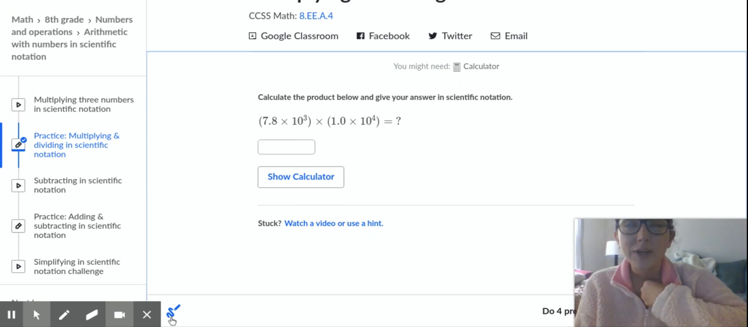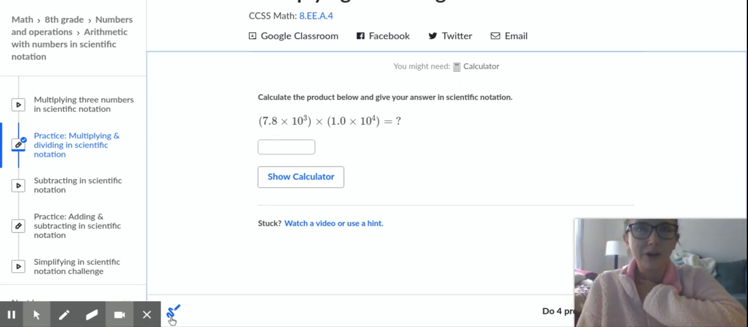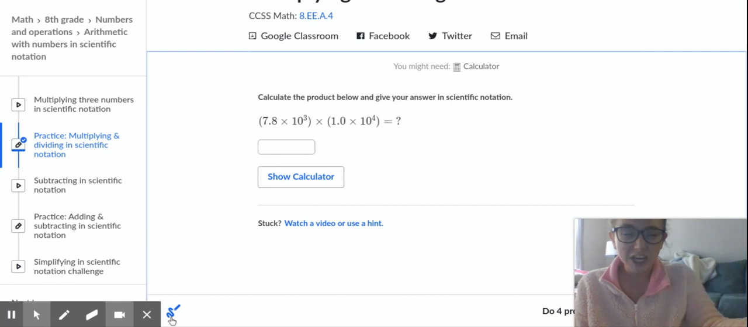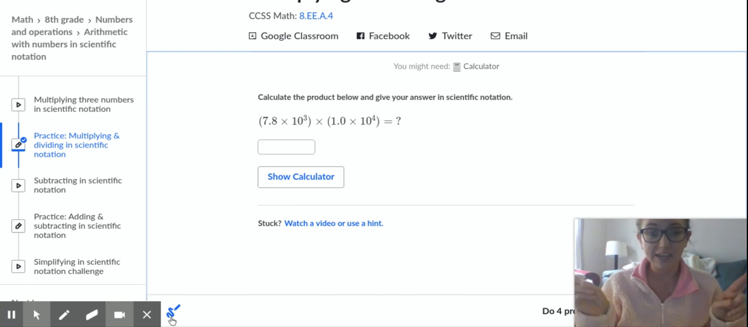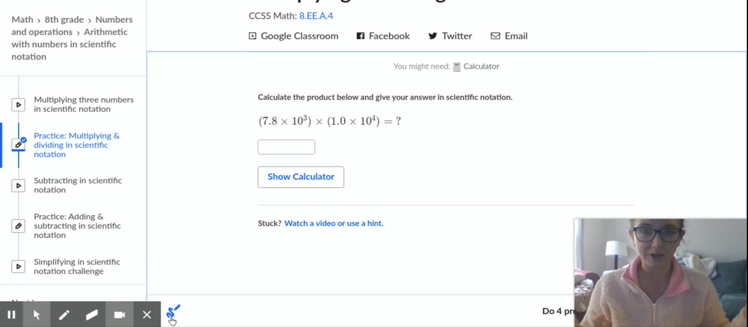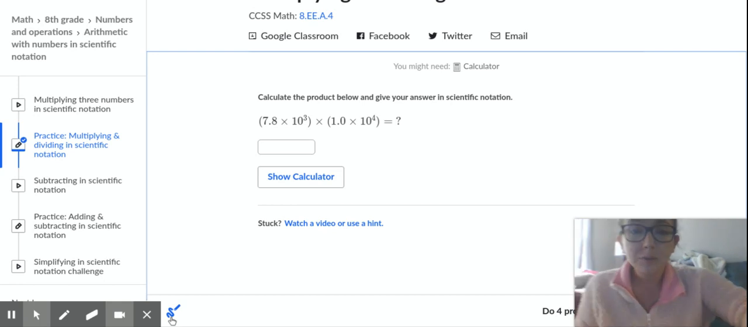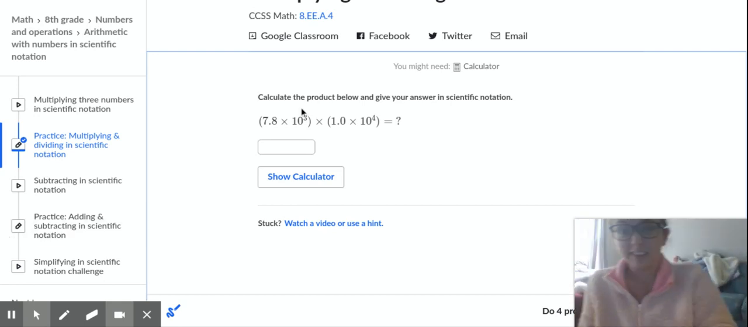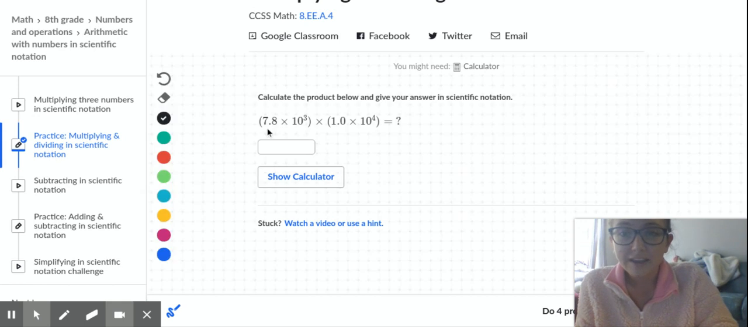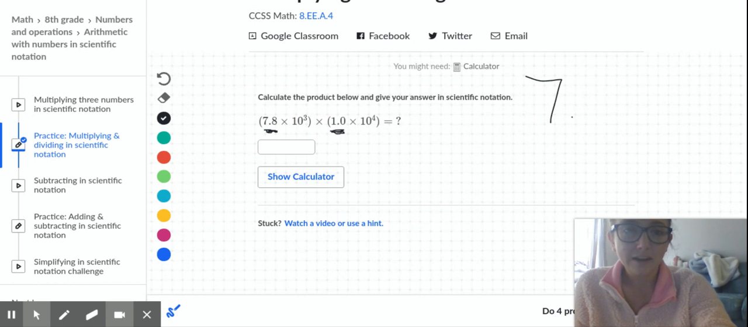When you're working through these, I want you to remember that multiplication and addition are going to go together, and division and subtraction are going to go together. So hold that in your brain for now. When we go to multiply one of these expressions, the first thing we're going to do is multiply the leading numbers. In this one, we have 7.8 and 1.0. So we'll say 7.8 times 1.0 is 7.8.